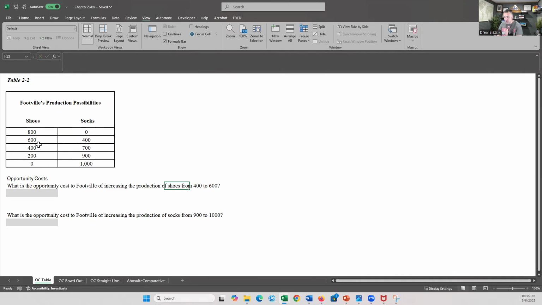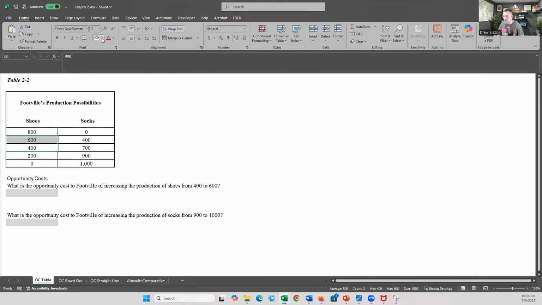So here's shoes. This is what they're saying. If we go 400 to 600, right here, I'm going to light that up green just to show those are the two that we're looking at. 400 to 600. What did we lose? If you want me to produce more shoes, I was producing 700 socks. I can pull people off this assembly line to make socks and produce shoes. I will lose 300. So the answer is 300 socks. That's the opportunity cost to produce 400 to 600 shoes.